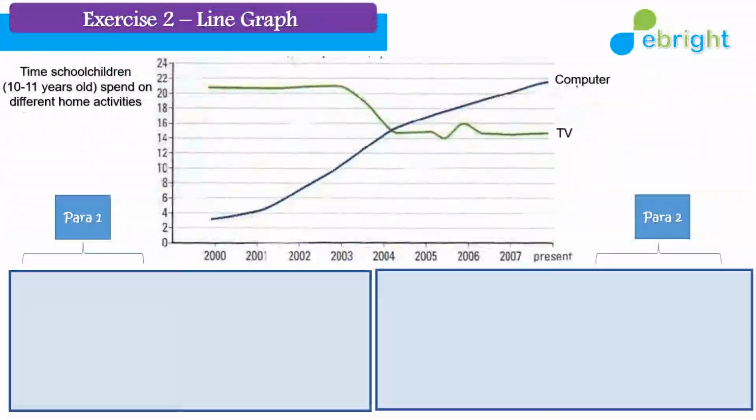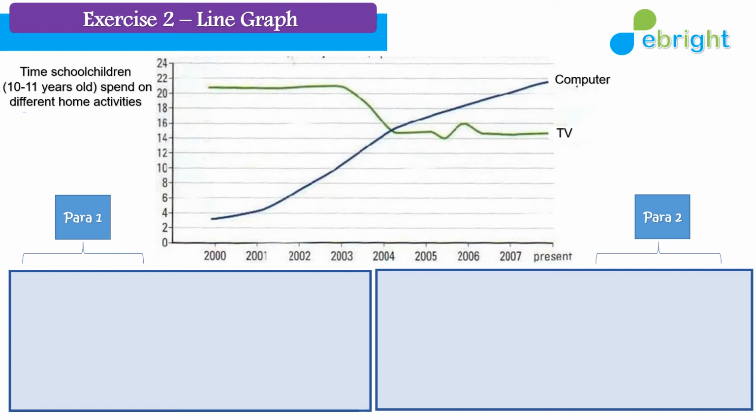Yes, let's move to exercise 2 in the form of still line graph. You've got a line graph over there. It seems very simple, but when it comes to writing, it's not really as simple as it's seen. The green line indicates TV and the blue line indicates computer. And then the title over there, time school children 10 to 11 years old spend on different home activities from 2000 up to present. You've got paragraph 1 and paragraph 2 in this screen and the next two paragraphs, 3 and 4, in the next screen.